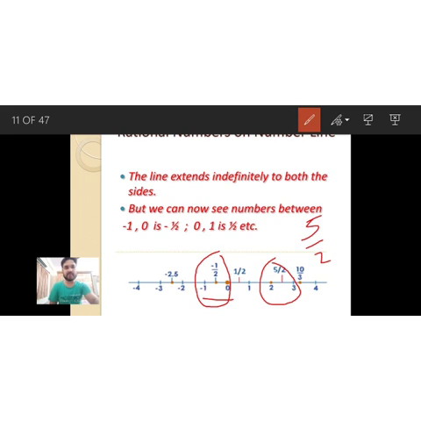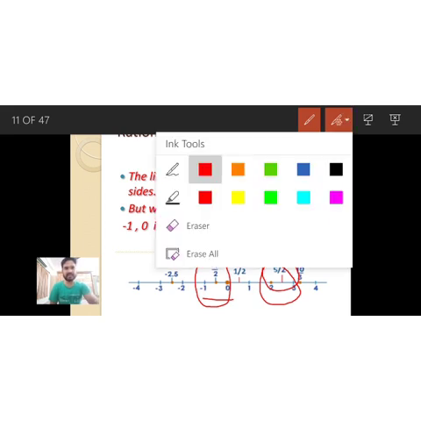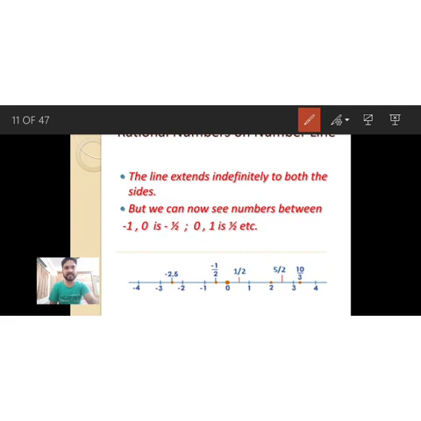So we can write 5 by 2 between 2 and 3, or we can write 2.5. Both answers are correct. Let us see the negative side. As we know, between 2 and 3 is 5 by 2. So between minus 3 and minus 2 the answer is also 5 by 2, only the sign changes, so we have minus 5 by 2. This we can also write as minus 2.5.